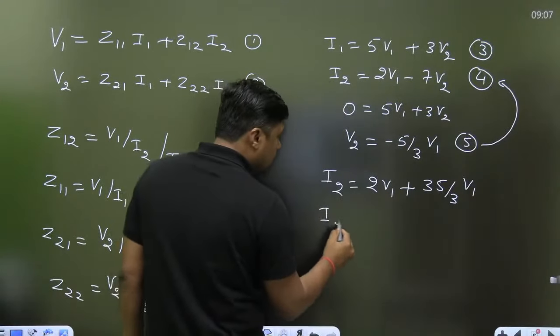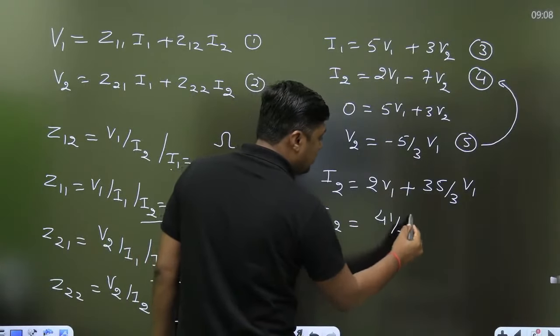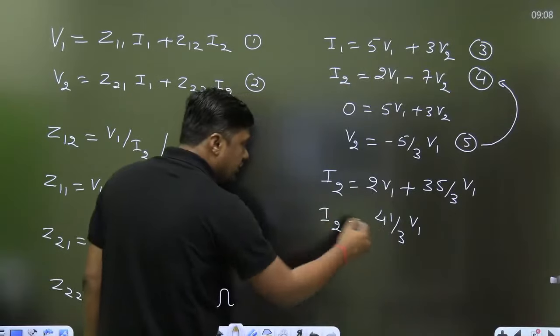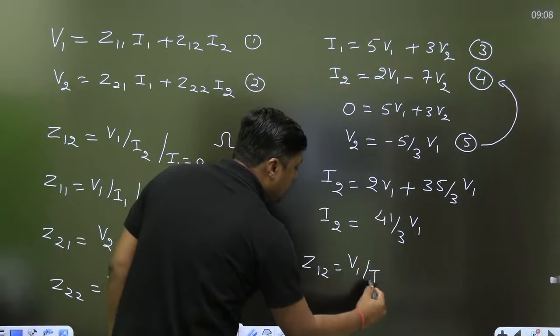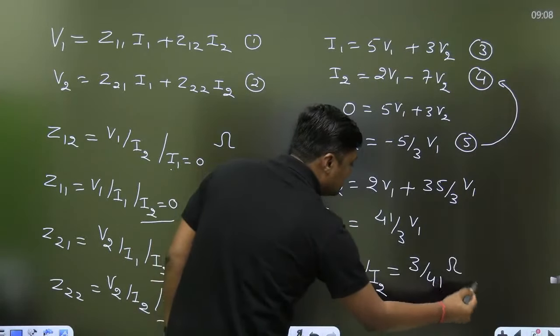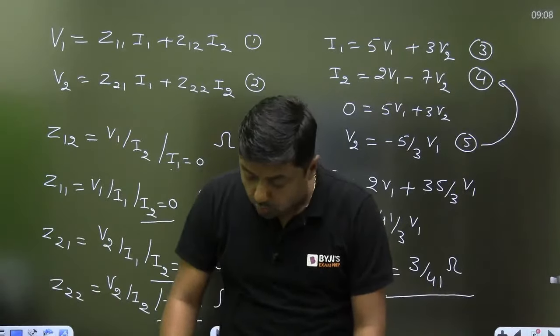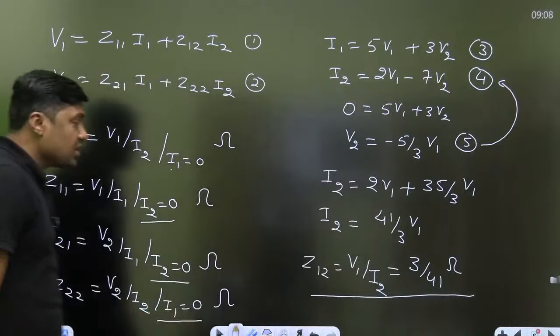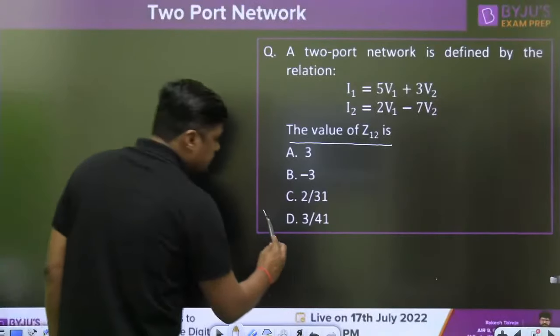Now it will become 3 into 2, 6 plus 35, 41 by 3V1. Now my dear friends, what is the V1 by I2? That is nothing but Z12. V1 by I2 is equal to 3 by 41 ohm, and that is the result. 3 by 41 ohm. In this way we can find the Z parameters. So 3 by 41, that is the answer.